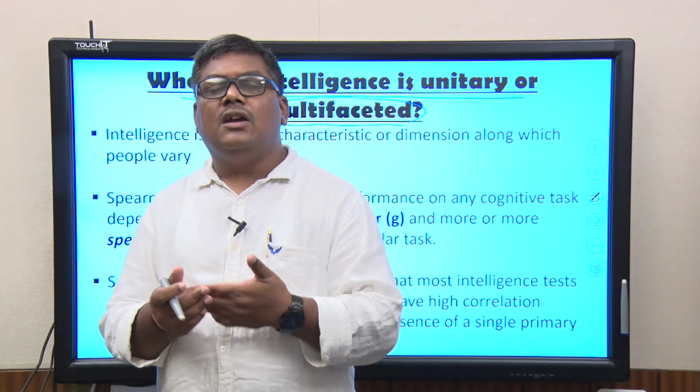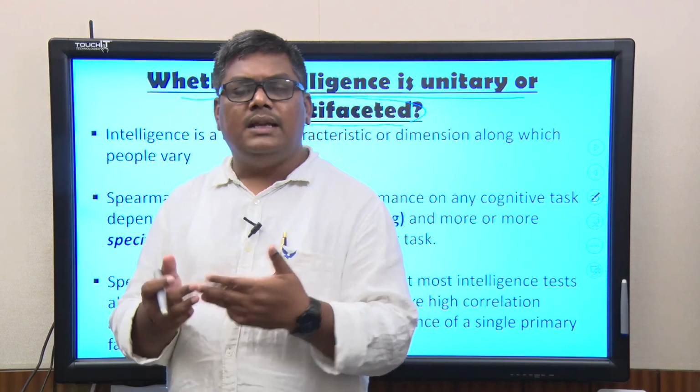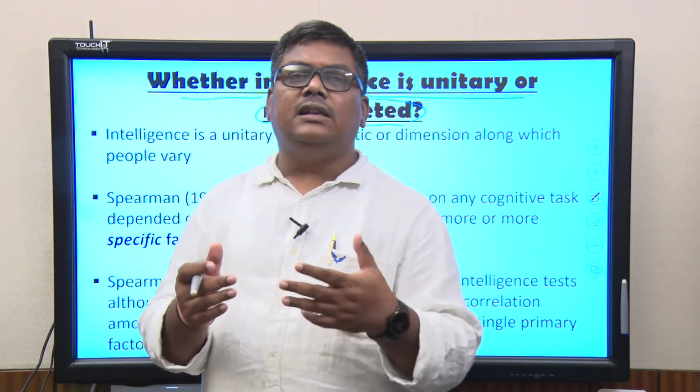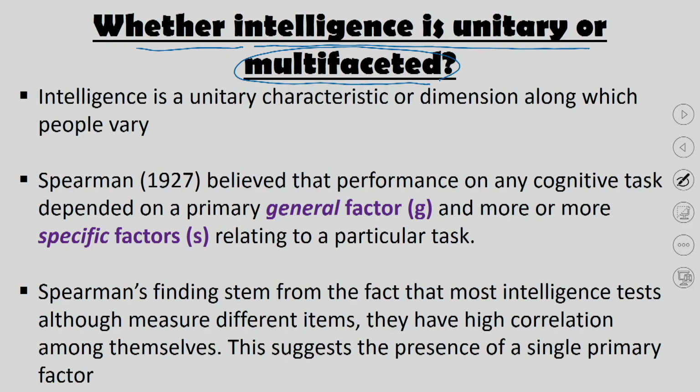And Thurston believes, on the other hand, that many processes actually comprise the idea of what is intelligence. Is intelligence a unitary characteristic or dimension along which people vary? The idea is whether intelligence is just one characteristic on which people vary, or whether there are multiple dimensions on which people vary. So intelligence could be composed of multiple factors.